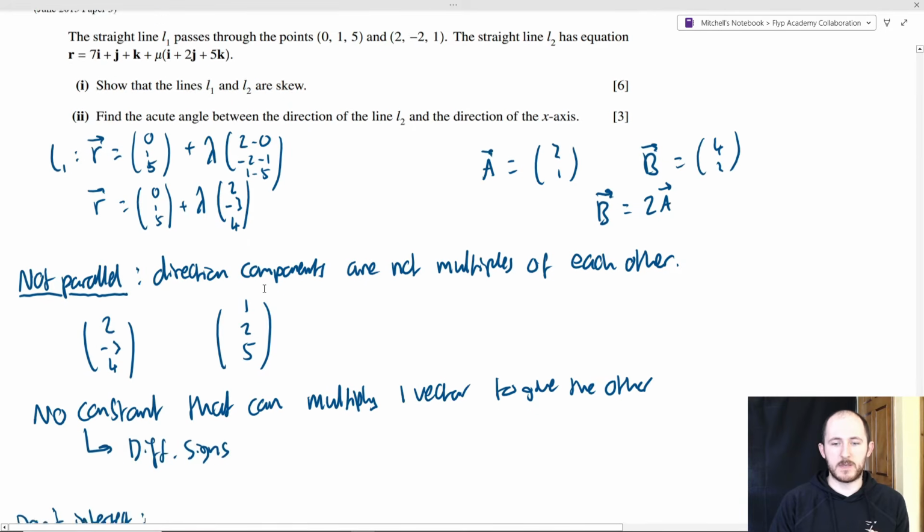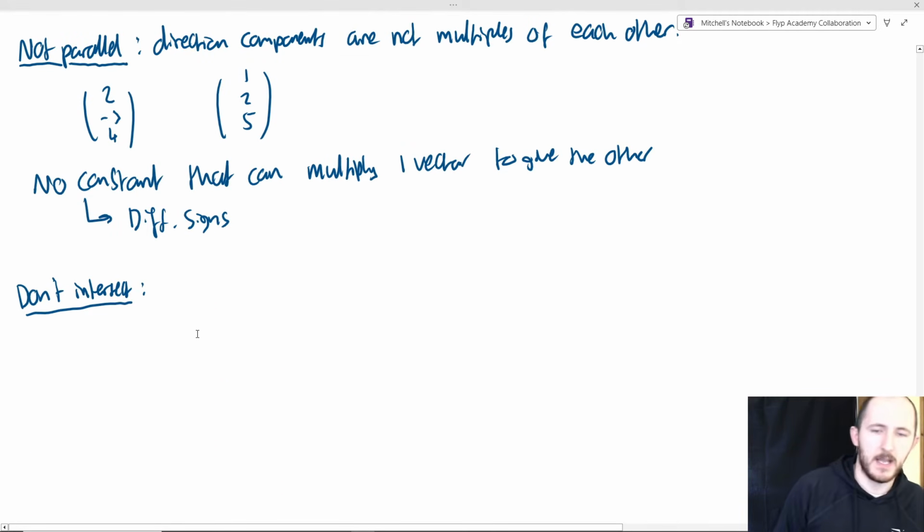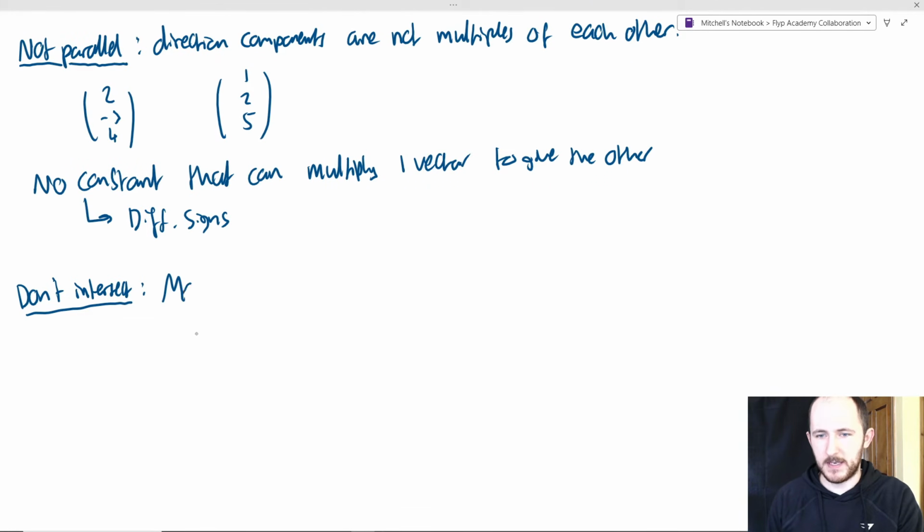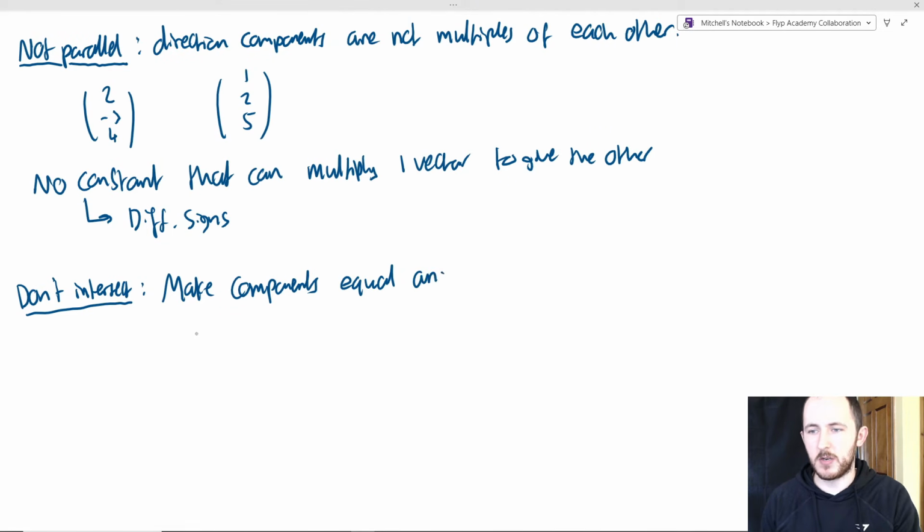So, just to make this clear, I'll write it out one more time. I'm going to write out the actual working out and it'll make a lot more sense. So we're going to make components equal to each other, equal, and show there's no solution. For them to not intersect, we need to show there's no solution, okay? So let's do it.